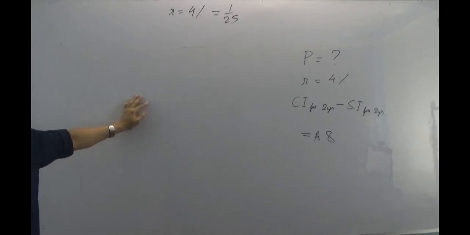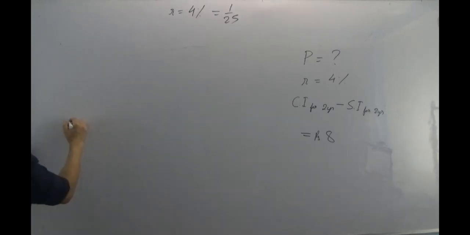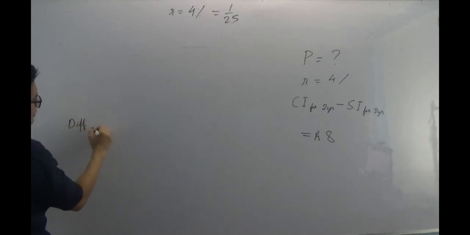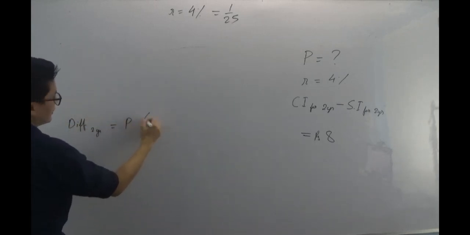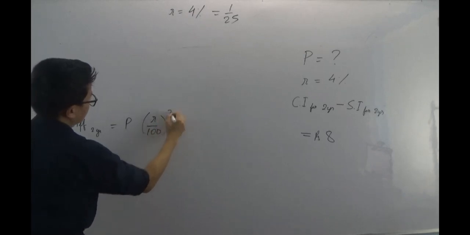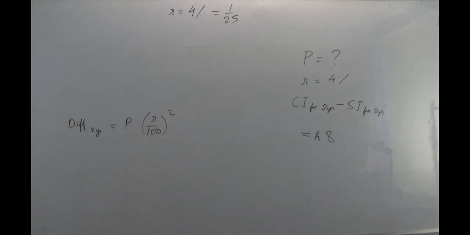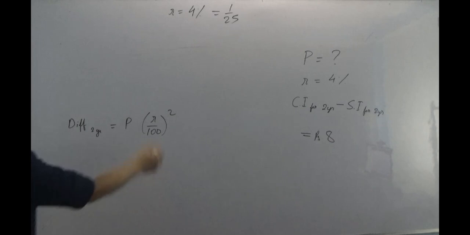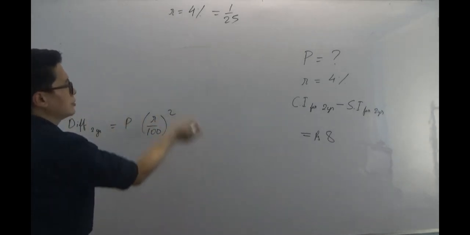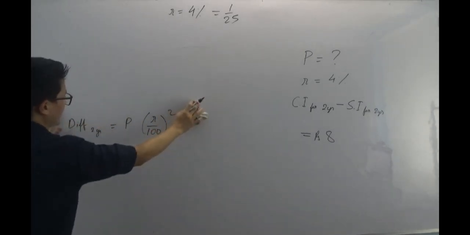There is a formula: the difference for 2 years is equal to P times (R by 100) squared. So like this, I will solve this.